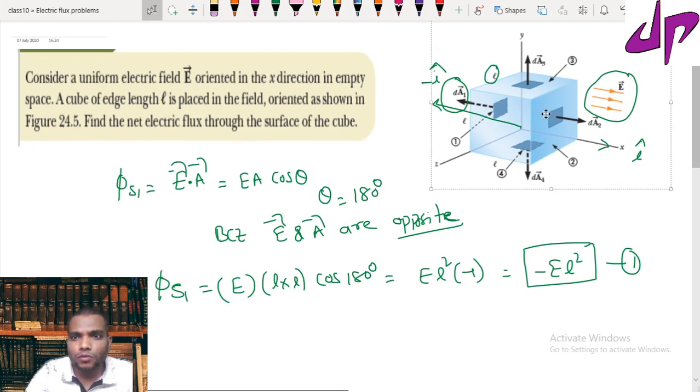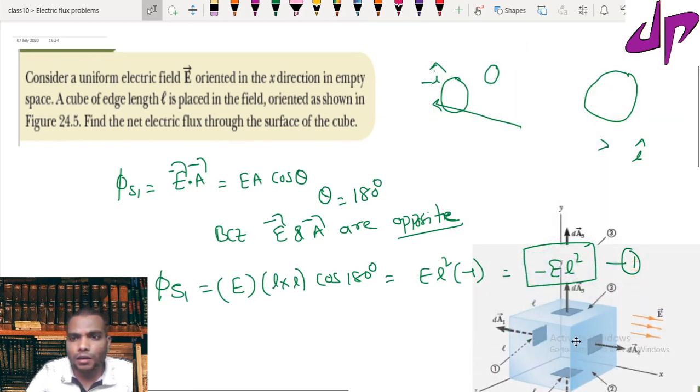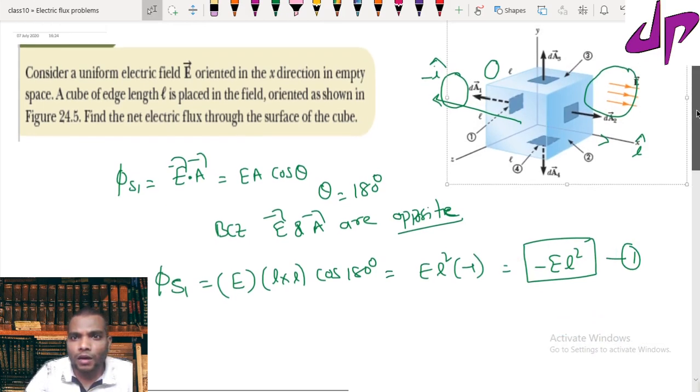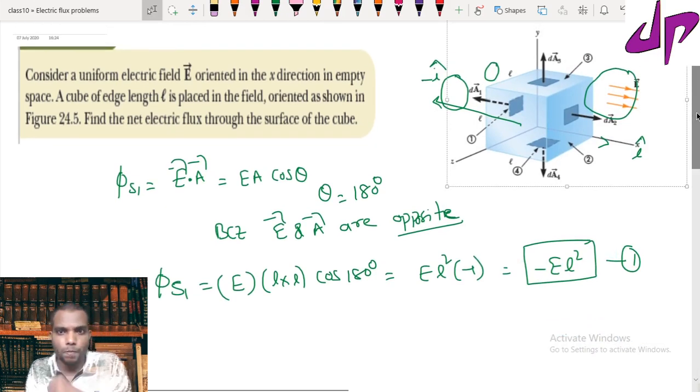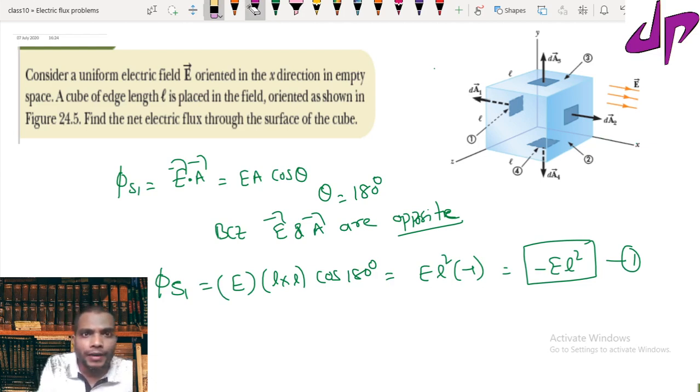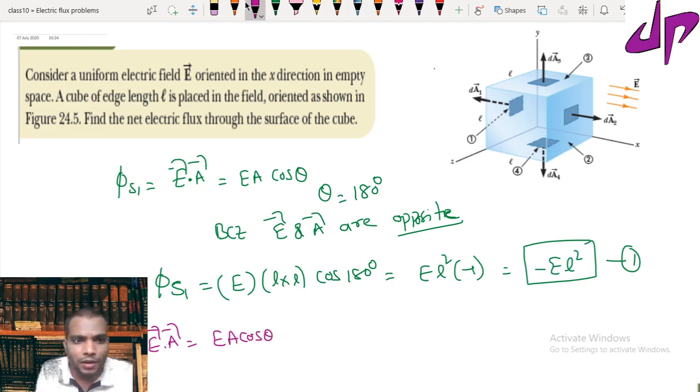Now what is the flux through another surface? To find the flux through the other surface, flux phi S2 equal to E bar dot A bar equal to E A cos theta. Now I would like to find the flux through the surface S2. This is the one.